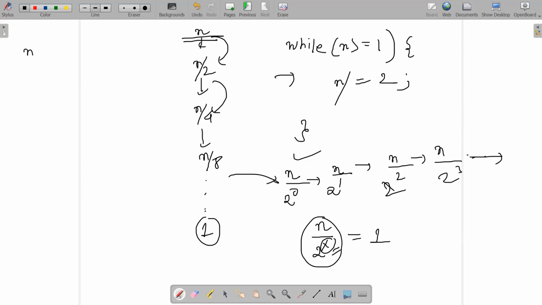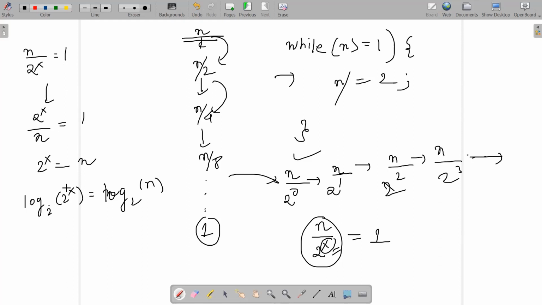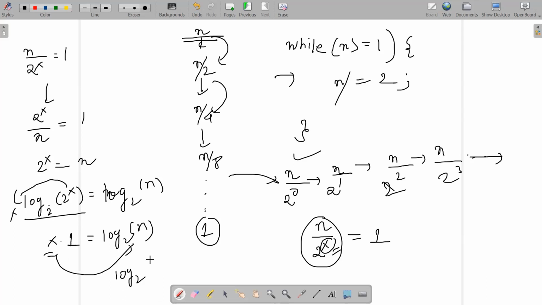I can just say n divided by 2 to the power x equals 1. You can take the reciprocal. It's going to be 2 to the power x divided by n equal to 1. So I shift it: 2 to the power x equals n. Again, take log on both sides. It's going to be log 2 n for us. x comes into multiplication format. Log 2 base 2 will be equal to 1. So x into 1 will be equal to log 2 n. So again, the value of x is log 2 n. Again, that's a log n kind of scenario that we have got.